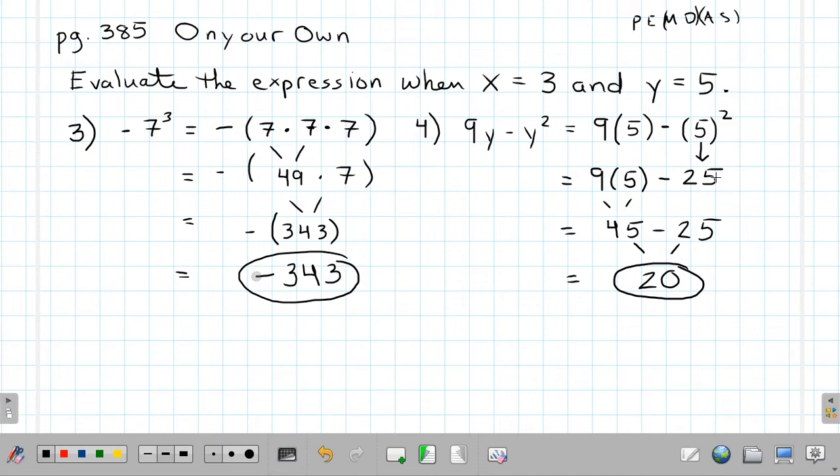Okay. So once again, pay attention to what you're plugging in. It's a good idea to use parentheses when you're plugging in, so that way you know exactly what operations you need to be doing. Here we knew the 5 had to be raised to the second power. And in this case, that it's 9 times 5, because the 5 is in parentheses.